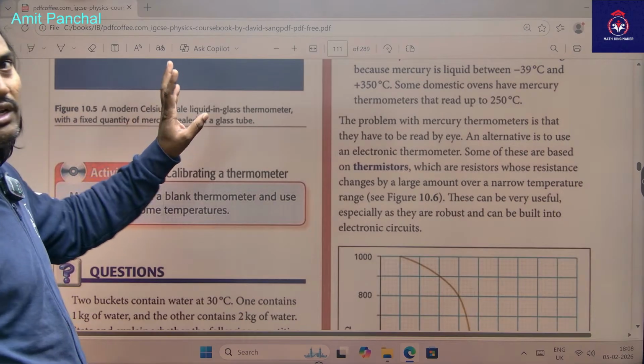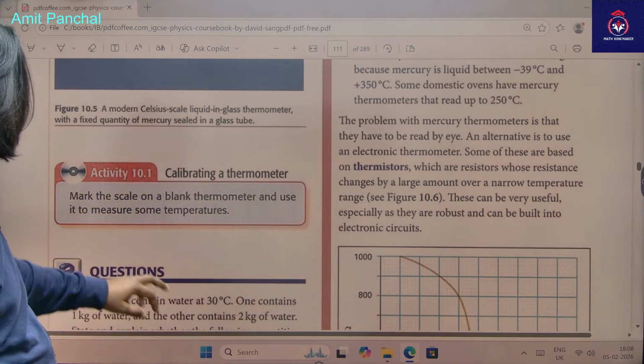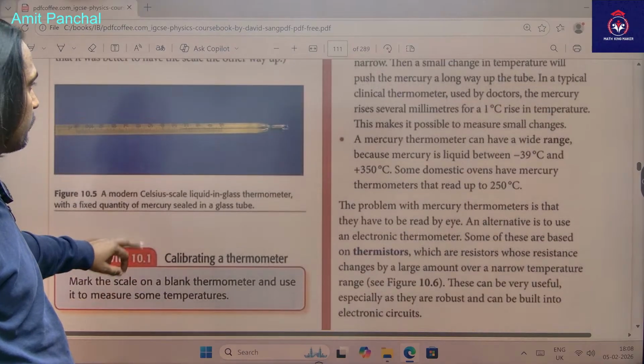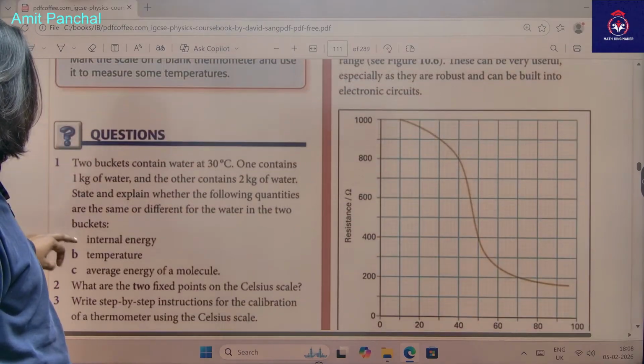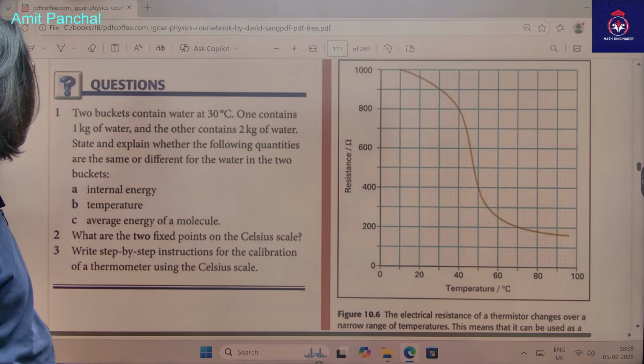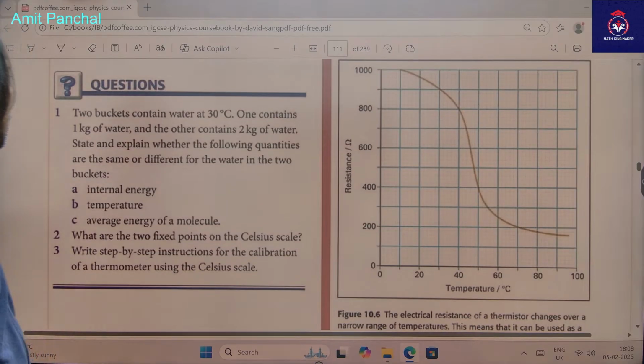Mercury is sealed in that thermometer. Two buckets contain water at 30 degrees centigrade. One contains 1 kg of water and the other contains 2 kg of water. Explain whether the following quantities are the same or different for the water in the two buckets. Just tell me the answer to the first question.